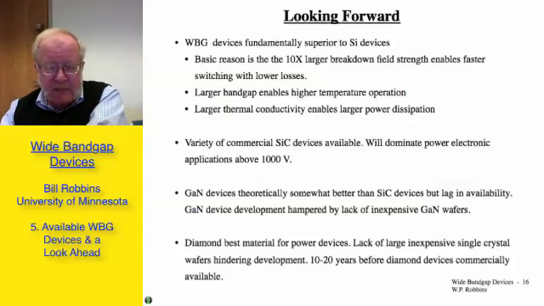And I think it's safe to say, because of the superiority of diamond for power electronic applications, if we can solve the problem of how to make large, inexpensive, single crystal diamond wafers, we're going to see diamond power electronic devices.